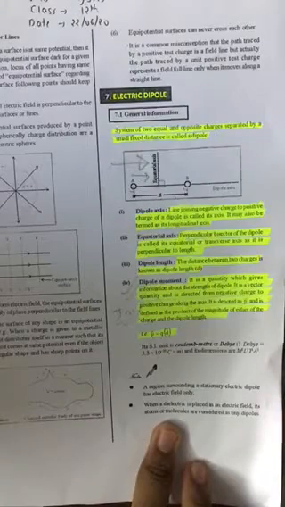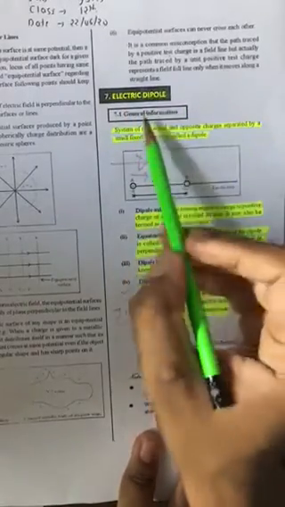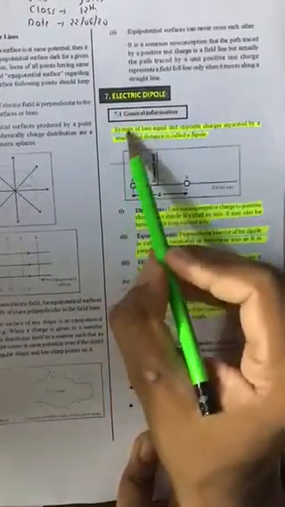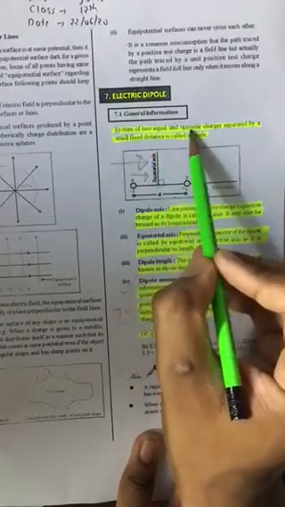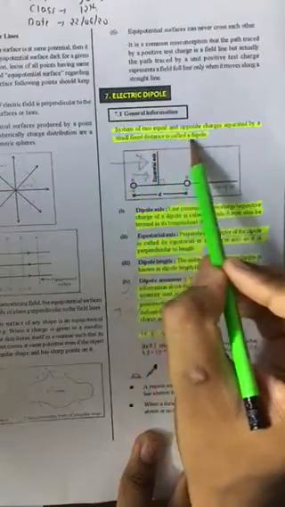Yesterday we learned the properties of electric field. Today we have to see electric dipole. Okay, so what is electric dipole? A system of two equal and opposite charges separated by a small fixed distance is called a dipole.